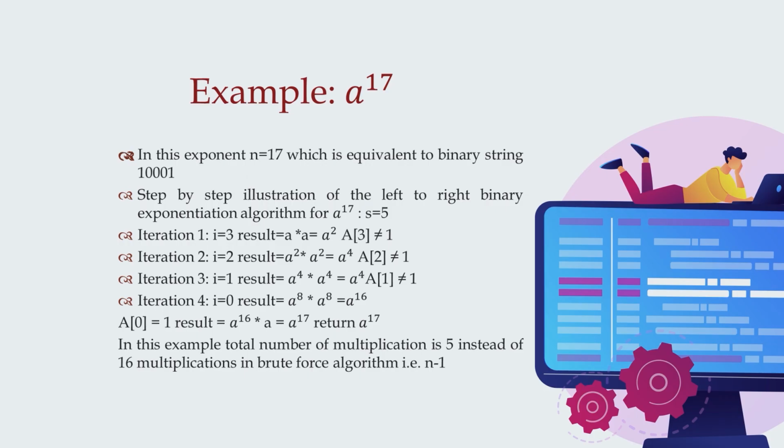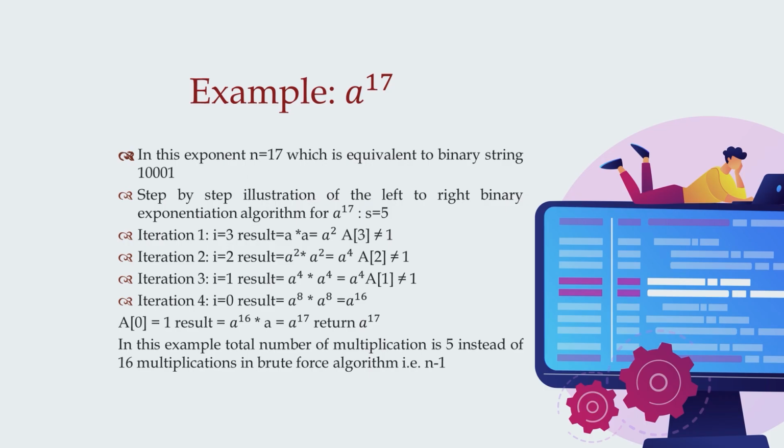Iteration 1: where do we have to start? We have to start with i equal to s minus 2. The s value is 5, so 5 minus 2, that is i equal to 3. So the first iteration will be i equal to 3, and result equals result into result, where the initial result value is a, that is the base. So result equals a into a, that is a square. After that you have to check a[i] equal to 1, that is a[3], because I started from i equal to 3. So, is a[3] equal to 1?